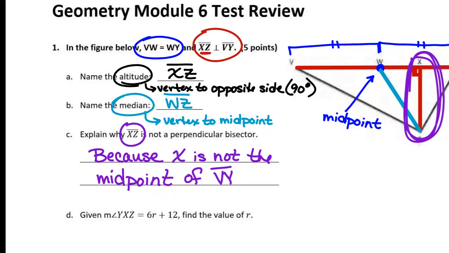One of the things I'm really looking for on this, though, is that you're identifying where it hits VY is not the midpoint. The perpendicular bisector has to hit the midpoint, and if it's not hitting the midpoint, it's not a perpendicular bisector.